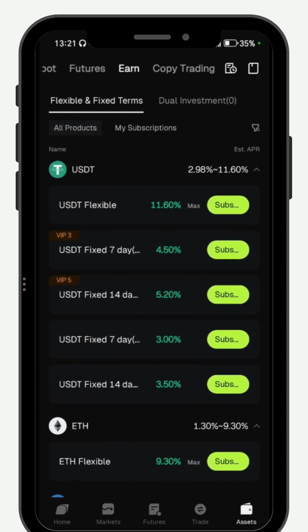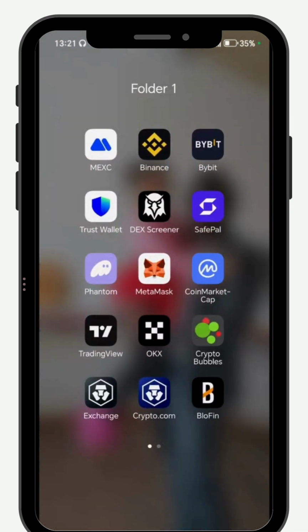Like you see this one, flexible, so you can make up to 11% of your USDT if you have so much. Imagine that they are giving you 11% of your USDT if you subscribe to it. That's a fantastic reward. No bank is going to give you such a reward if you keep your money with them.